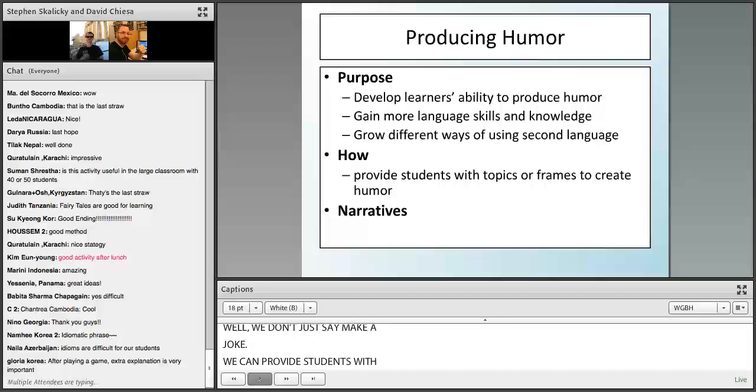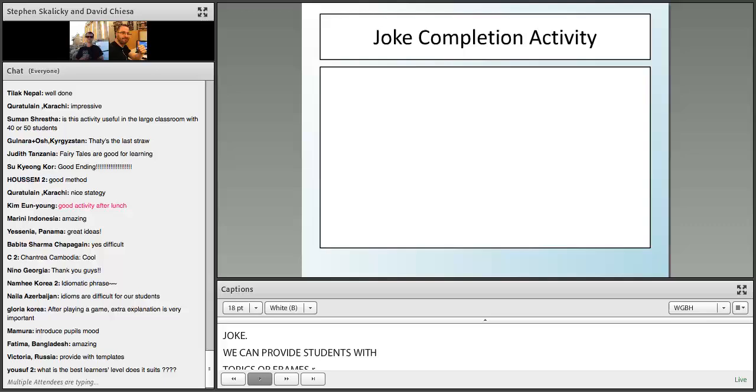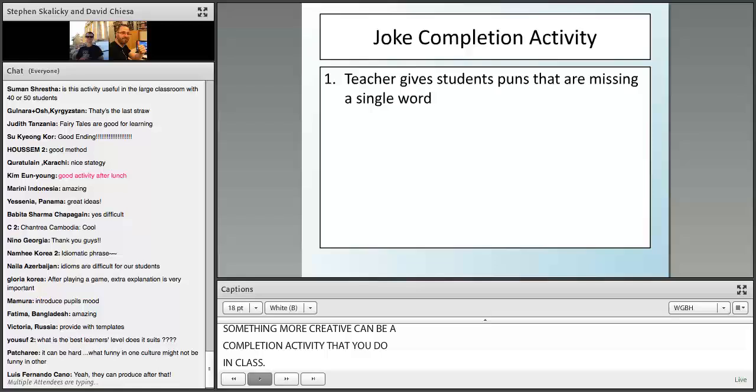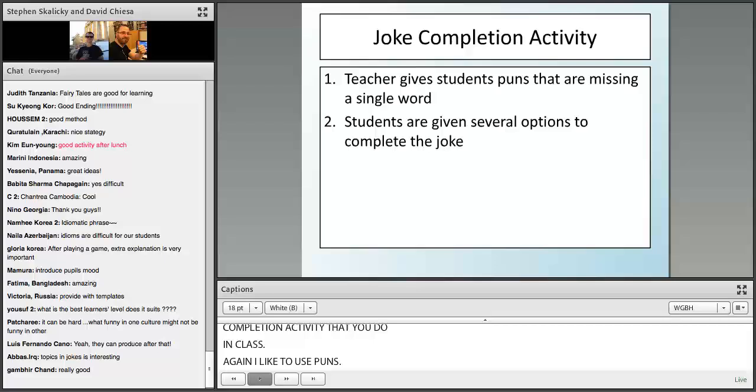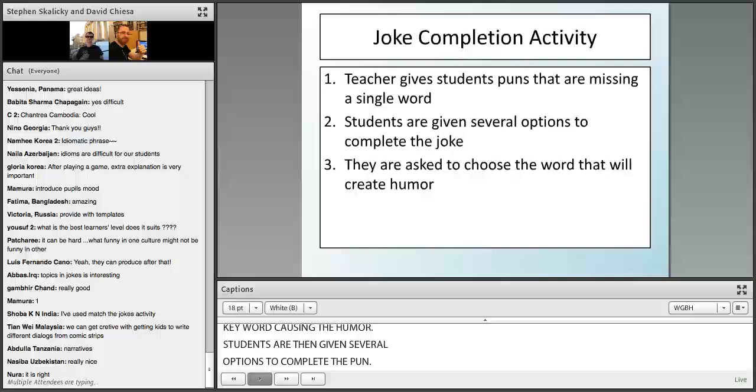One way is to teach students narratives. Remember, you can memorize a narrative, and students can then go out and tell that joke. That's one way. But something a little more creative can be a completion activity that you do in class. Again, I like to use puns. We give students puns that are missing a single word, the key word that causes the humor. Students are then given several options to complete that pun. They basically choose which word to use to complete the pun.